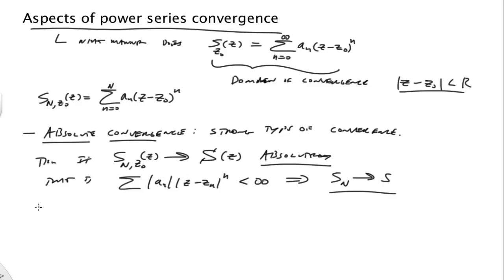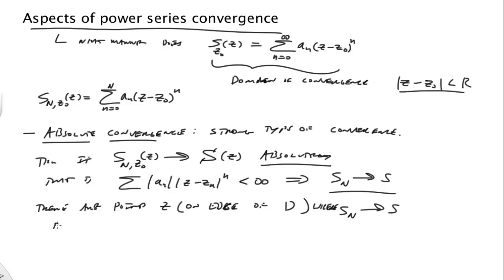But it turns out that there are points, usually on the edge of our domain, where S_N does converge to S, but not absolutely.